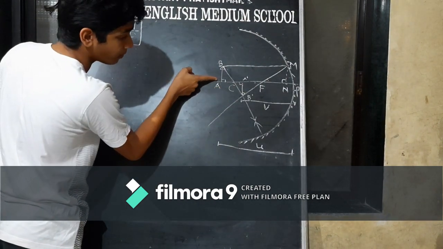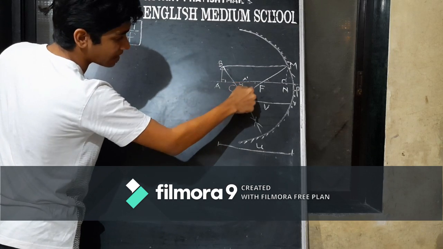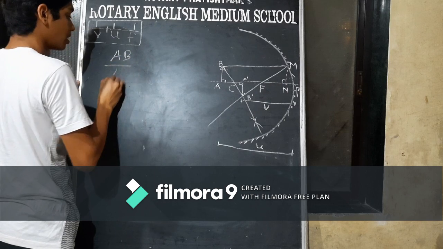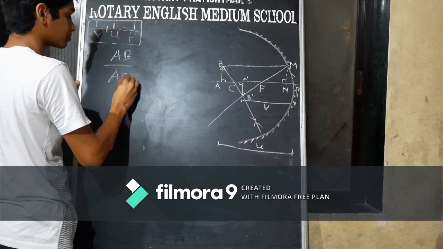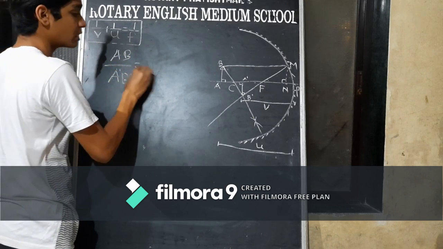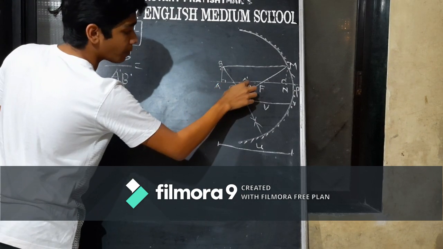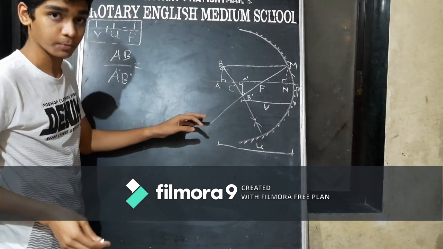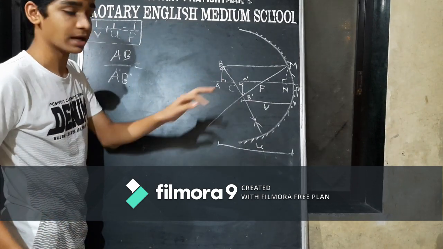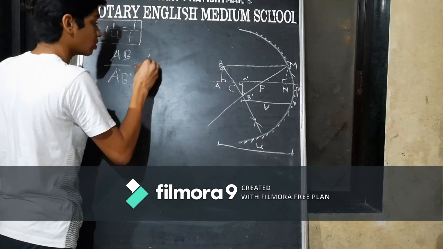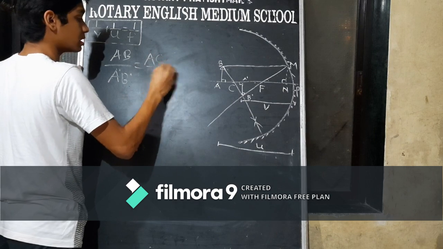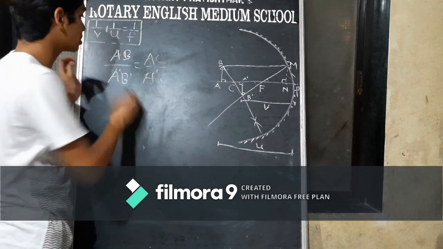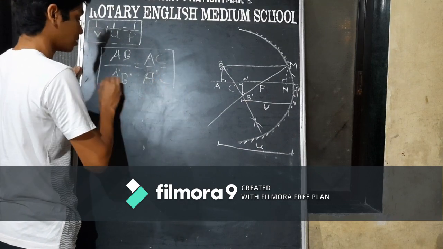So we can take AB upon A dash B dash equals AC upon A dash C. We know that sides are proportional if both of the triangles are similar. So AB upon A dash B dash equals AC upon A dash C. This is the first equation.